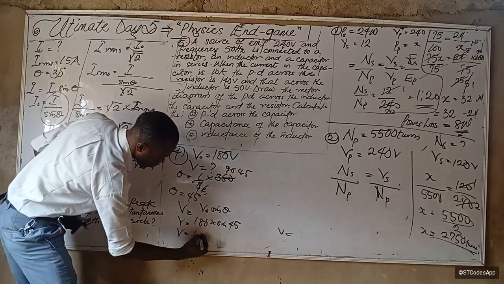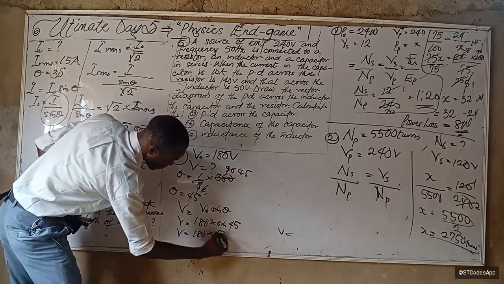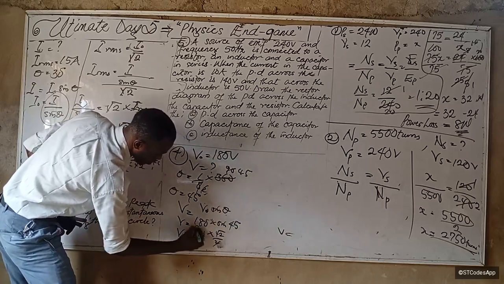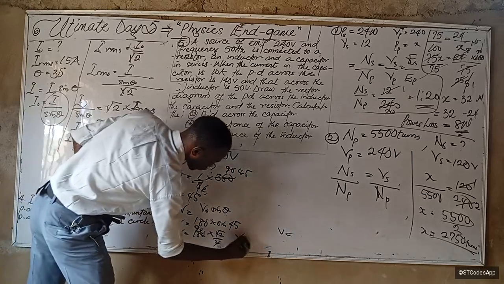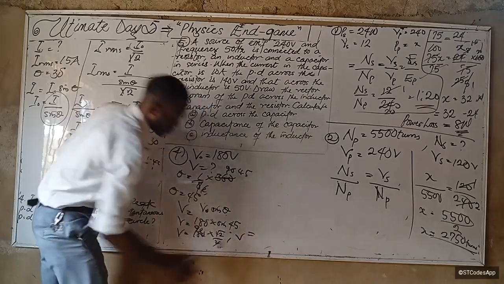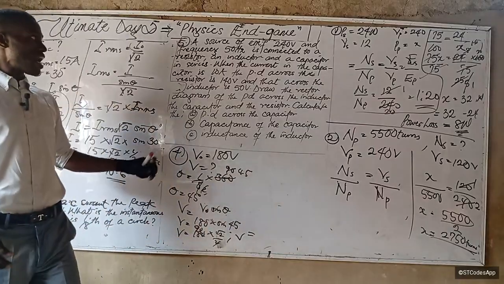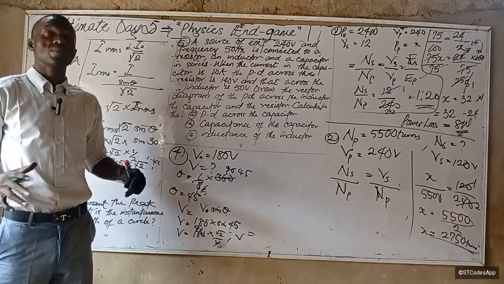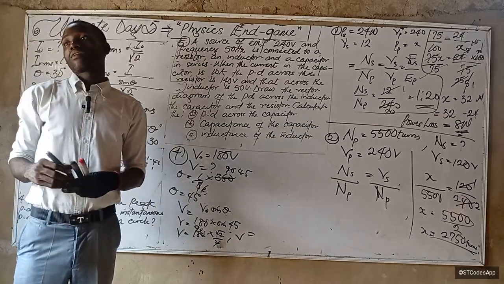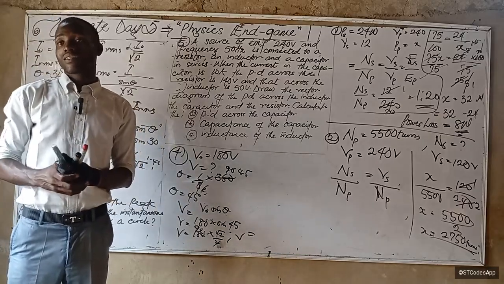So V will be equal to 180 times, what is sine 45? Root 2 over 2. So that will be 90 times this. V equals what? I hope you remember the sine rules, the common signs. What do they call that?